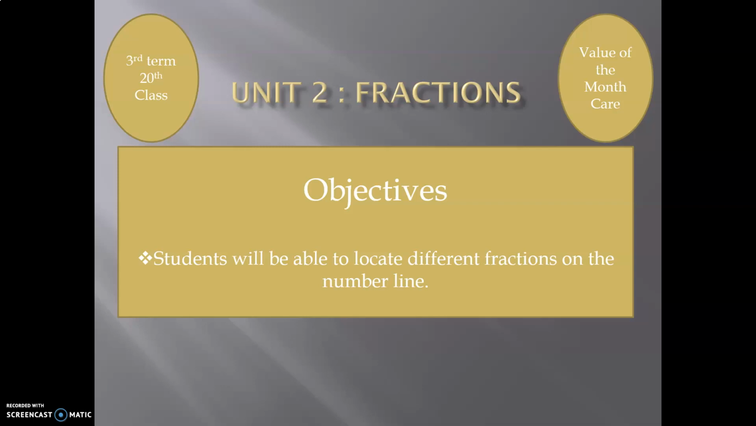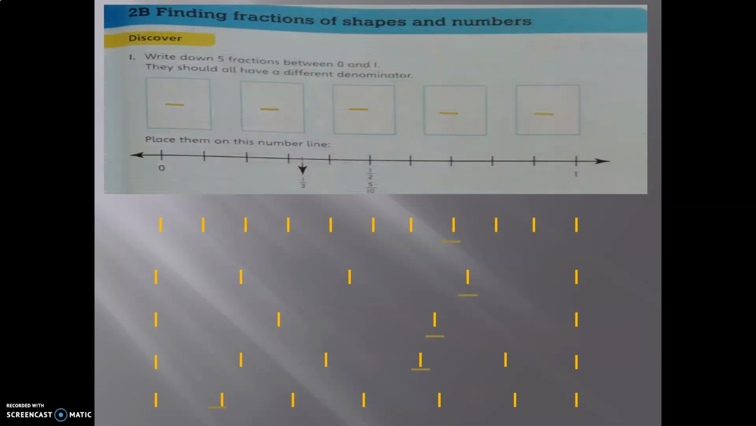Please, I need you to open your student book, page 25. The first question you have on page 25: write down 5 fractions between 0 and 1. They should all have a different denominator. If you remember, any fraction that's between 0 and 1 is less than 1.